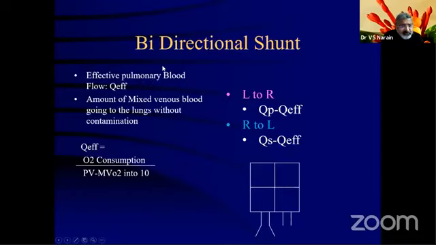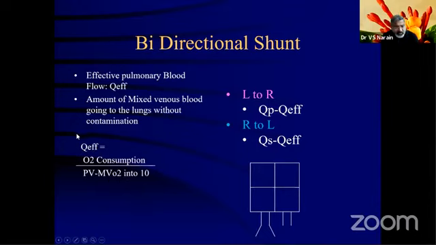So what is Q effective? Q effective pulmonary blood flow is the amount of mixed venous blood going to the lungs without contamination. Left to right shunt means that some blood going to the pulmonary artery is already saturated. Right to left shunt means that some of the blood going into the aorta is unsaturated. And they're equal. That is the amount of blood which you call Q effective, the amount of blood going to the lungs without contamination. It is calculated by this formula: oxygen consumption divided by pulmonary venous minus mixed venous blood, multiplied by 10.